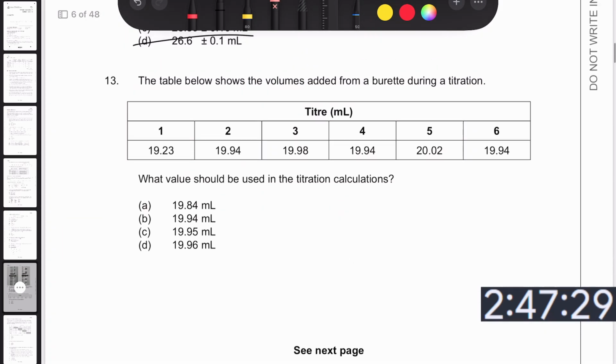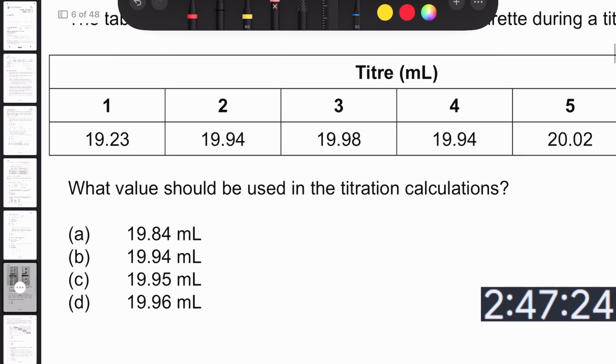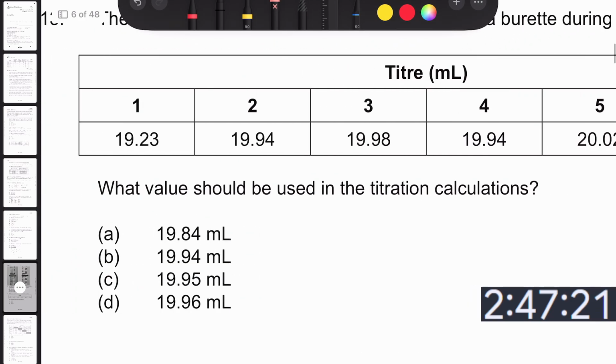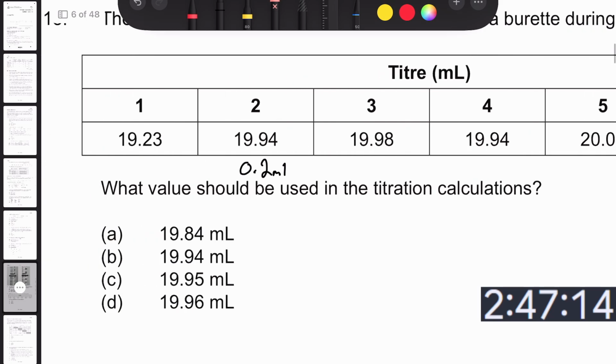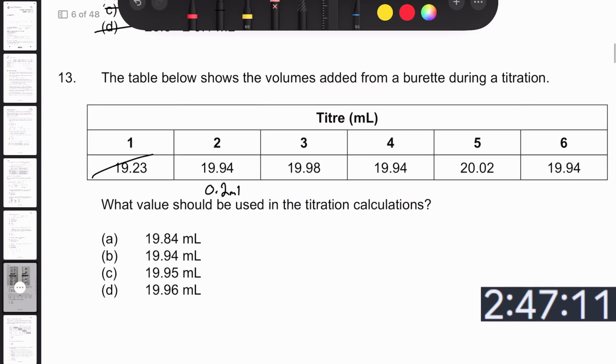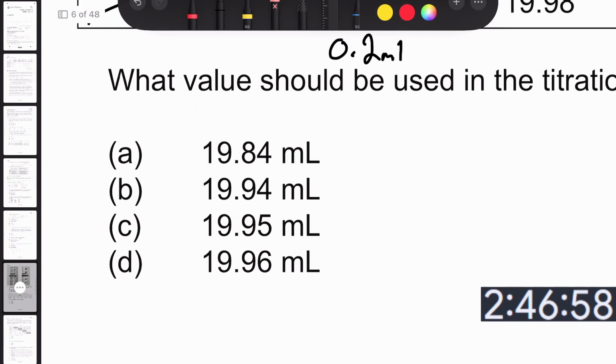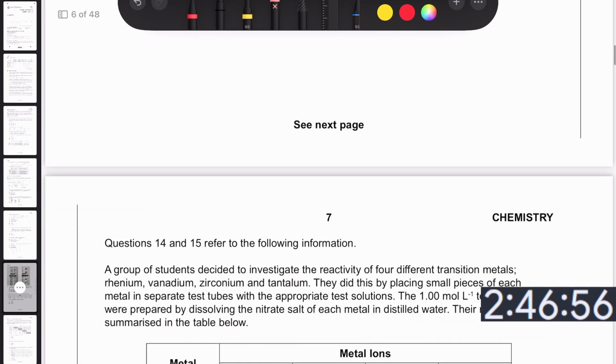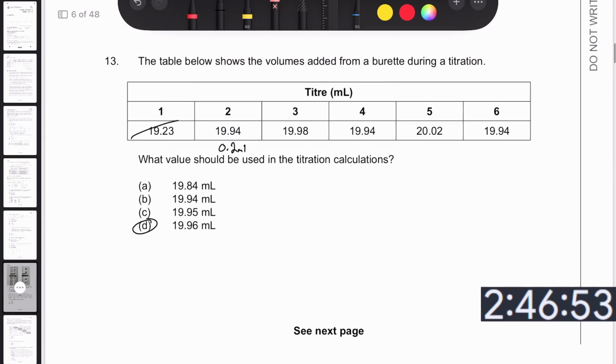The table shows the volumes added from a burette during a titration. What values should be used in the titration calculations? So they need to be within 0.2 of each other. I think I've actually seen this question because someone asked this question before. So the only one that's not within that is going to be 1. So otherwise we add these all up. 19.94, 19.98, 19.94, 20.02, 19.94 divided by 5. 19.96. So D. Unfortunately, I think that is the answer that I remember.